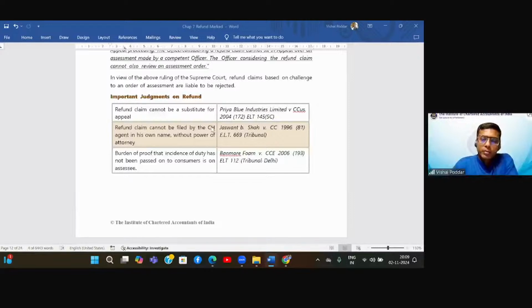Obviously, again, the procedural part, he may give power of attorney to the custom house agent and the agent may do it on your behalf, but the custom house agent is not entitled to any refund. So technically, the custom house agent cannot file the refund application.